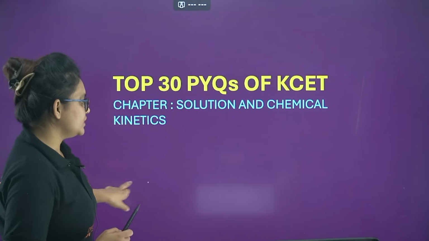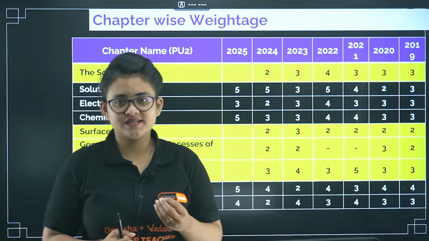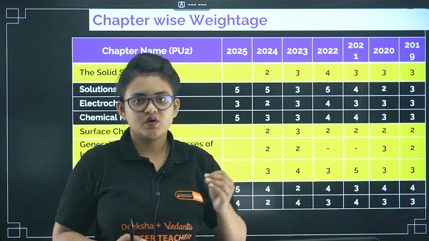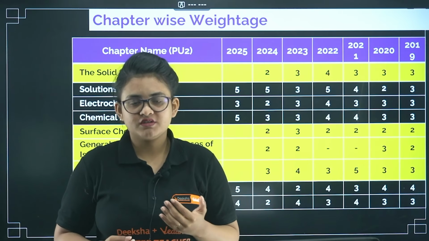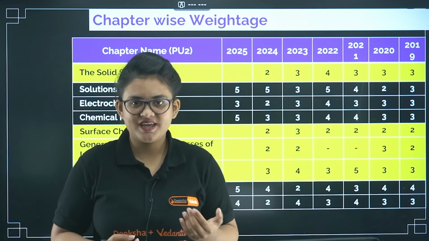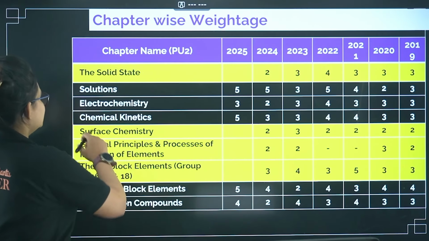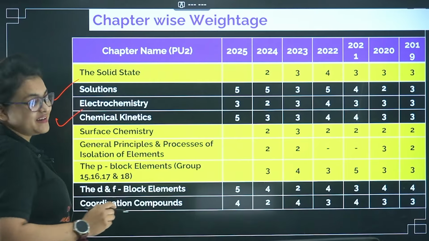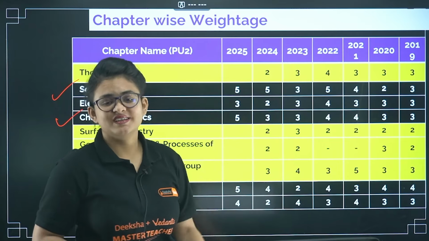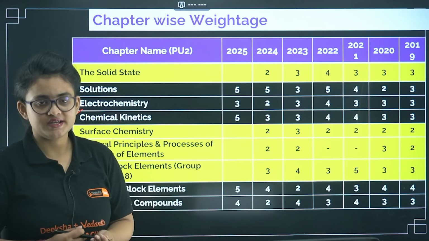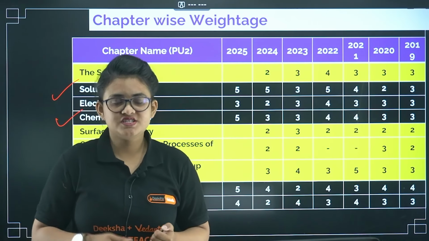So before moving towards the question, let's just understand a little bit about the chapter, like what is the distribution, how many questions in which year it actually came. So if you just look at that, the solution and chemical kinetics, the number of questions in these years, it came the maximum. So that's the reason I started with this chapter.